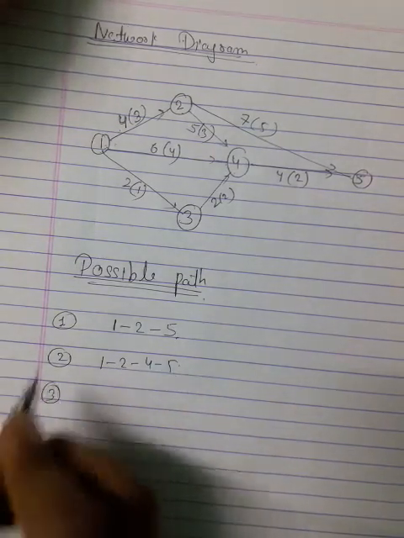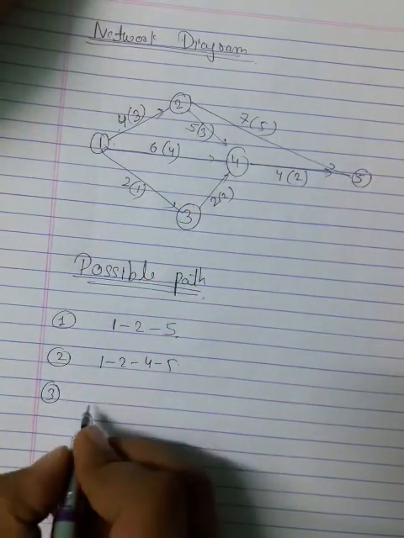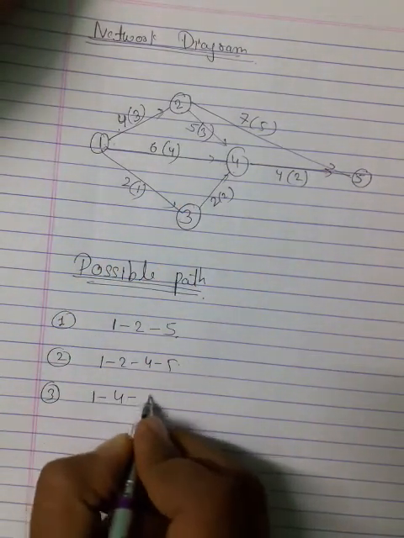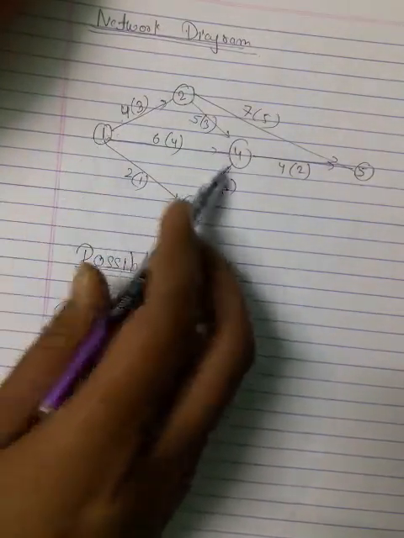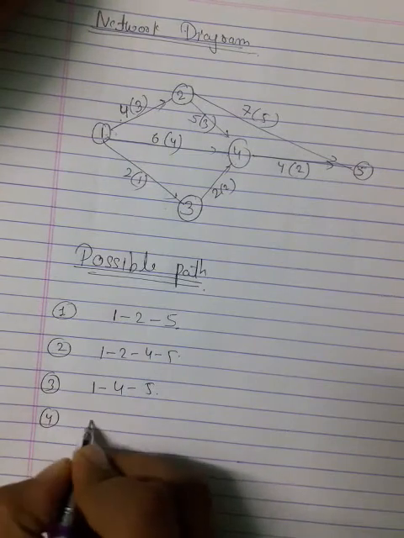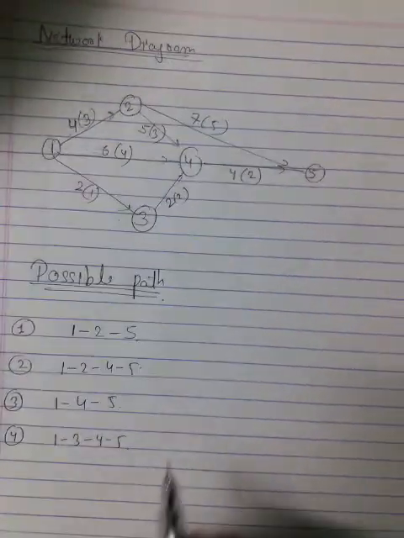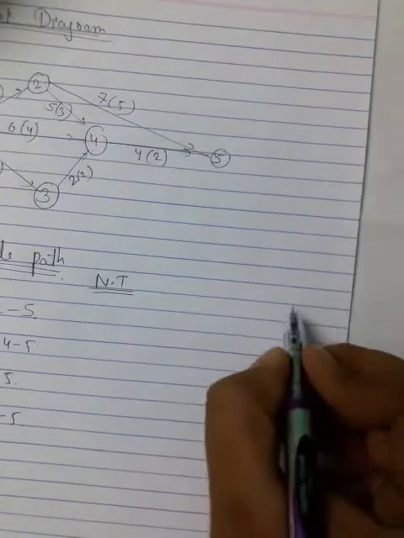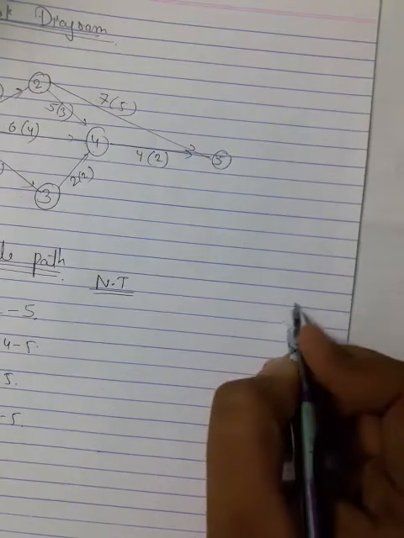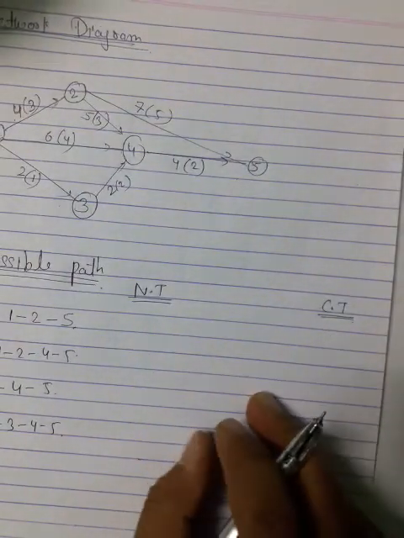Third one, you are having 1 to 4, 4 to 5. Another path you are having is 1 3 4 5. Fourth one, 1 3 4 5. Here you have to write the normal time. And at last, after leaving some space, right here write the crash time, because here you do crashing now.